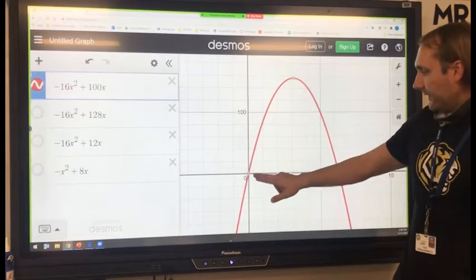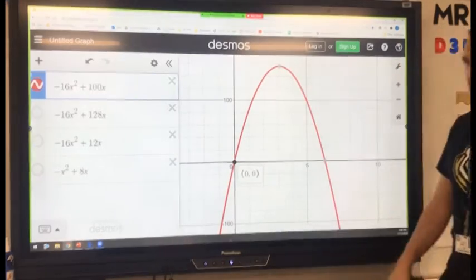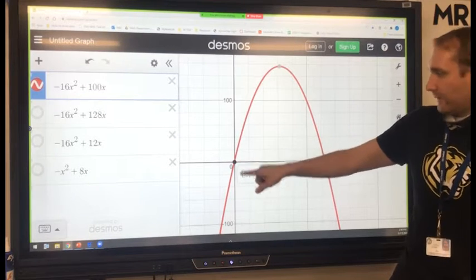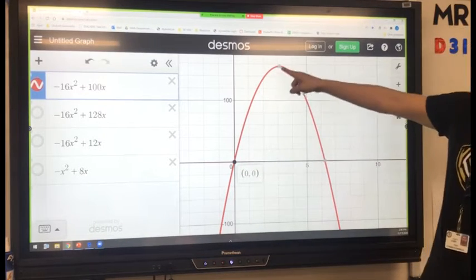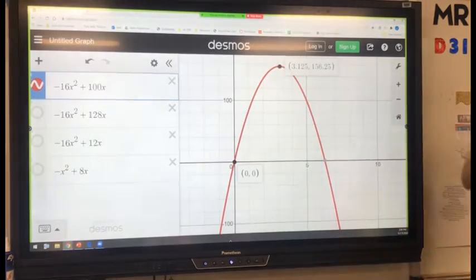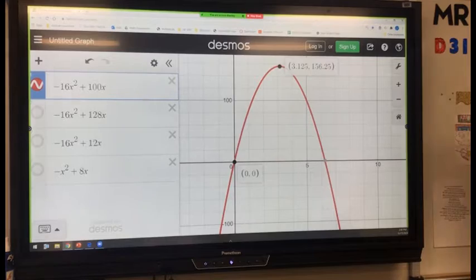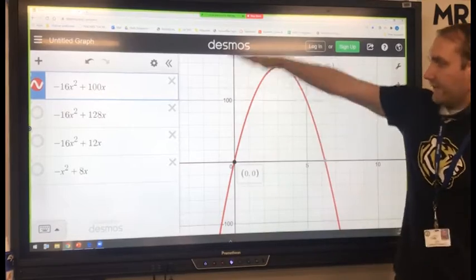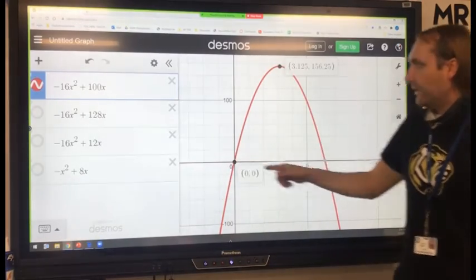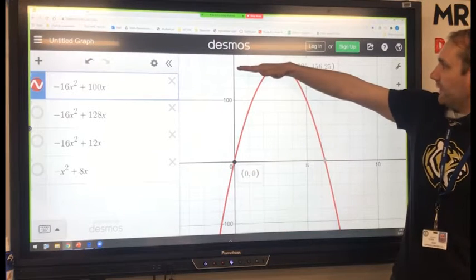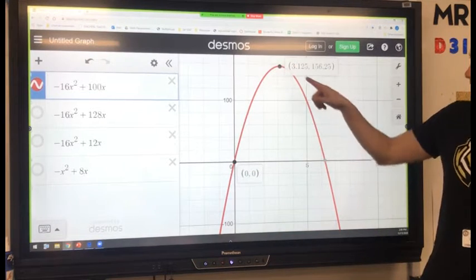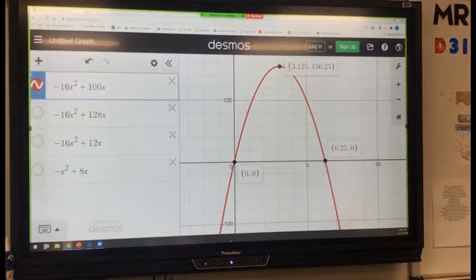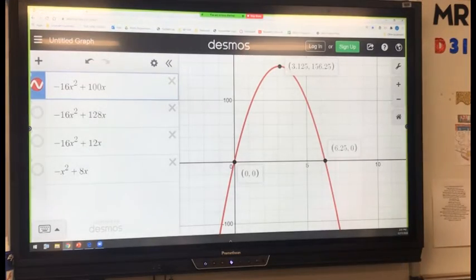Now let's see if we can interpret this graph as far as that real world application, that golf swing. What does 0, 0 represent? The starting point, where she hit the ball, right? It went up and reached a max point. How high did that ball go? 156 feet. So the y-axis refers to our height, and the t is our time. The ball went as high as 156 feet, and it took 3 seconds to get there. Then the ball came down, and at what time did the ball hit the ground? 6.25 seconds. Just as simple as that.